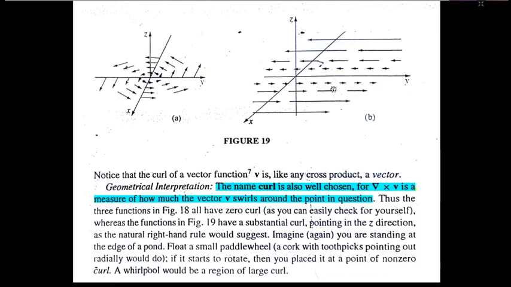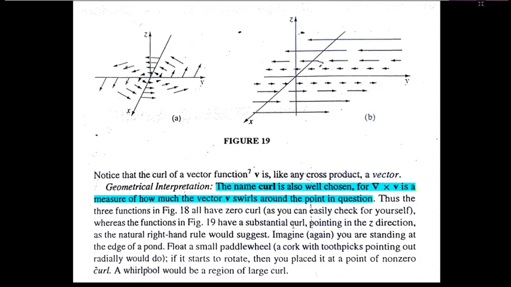So whatever is coming in, the same amount of flux is going back out, and therefore the flux density at this particular point comes out to be 0. Thus the functions in figure 18 all have a 0 curl. Okay, as you can easily check for yourself, the functions in figure 19 have a substantial curl which is pointing in the z direction.